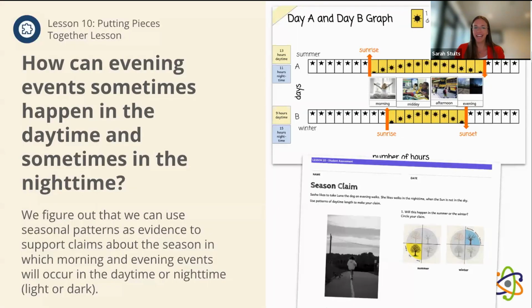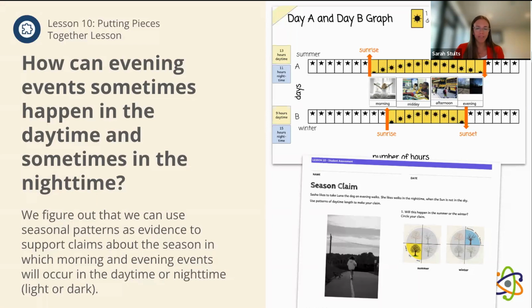We begin Lesson 10 by revisiting times of day, specifically morning, midday, afternoon, and evening. And we add these to our Day A and Day B graph from Lesson 8. In this way, we figure out morning and evening are times of day that can happen before or after sunrise and sunset, depending on the season.